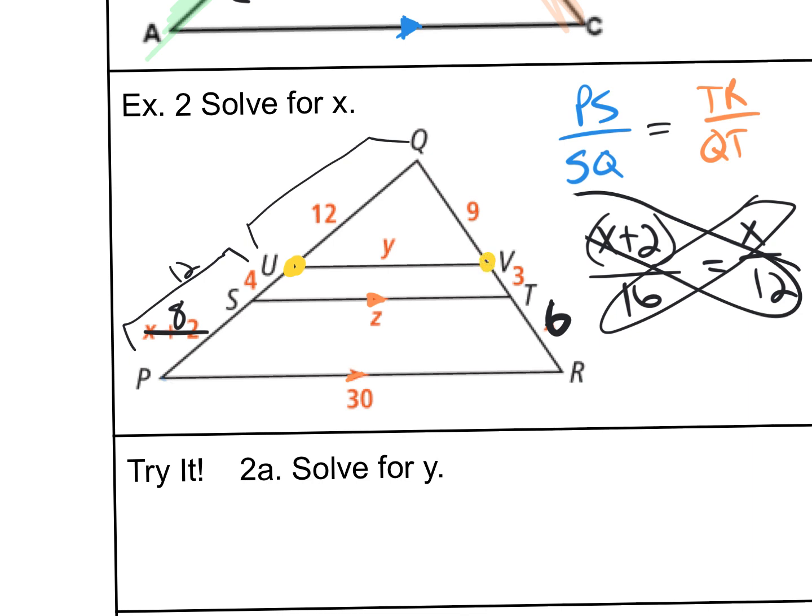Same thing over here with V. Looking at V, we know that QV was a total distance of 9. And then if we add these two segments down below, 3 and 6, we know that gives us a total distance of 9 as well. So V has to be the midpoint looking at that side QR. So here if we have the midpoints, we're going to use our mid-segment theorem.